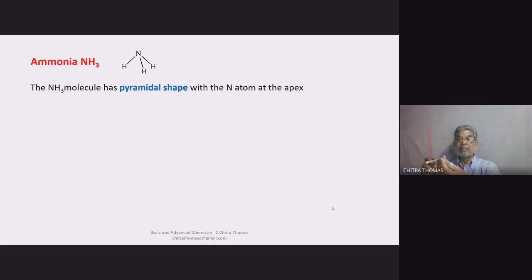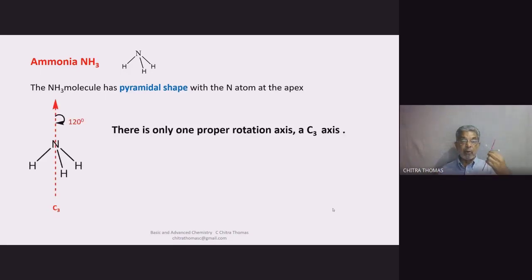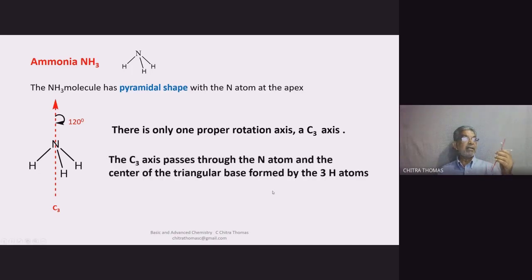Now, this is a pyramidal molecule. Suppose I consider this other axis. If I rotate about this axis, what will happen? These two will come up, so this is not a symmetry operation. So there is only one proper rotation axis, a C3 axis. The C3 axis passes through the nitrogen and the center of the triangular base formed by the three hydrogen atoms.